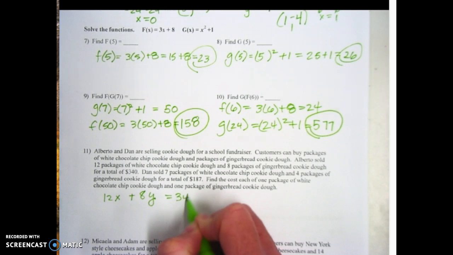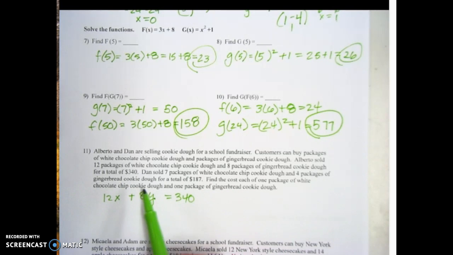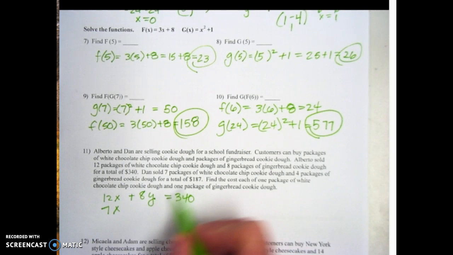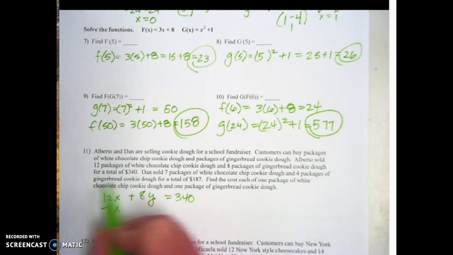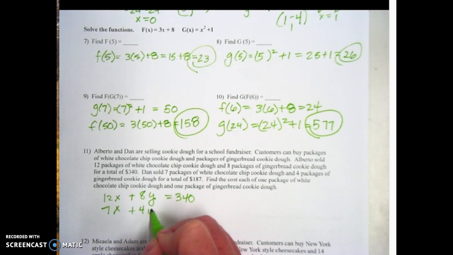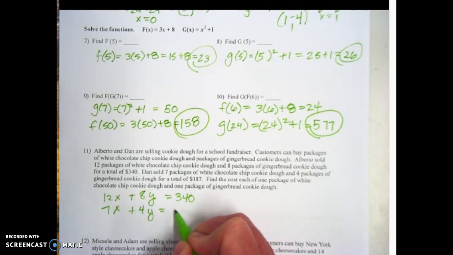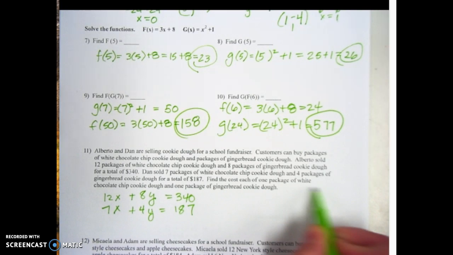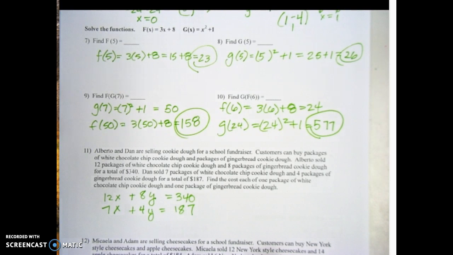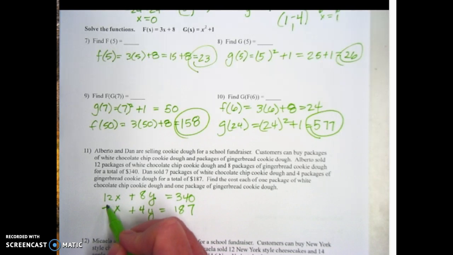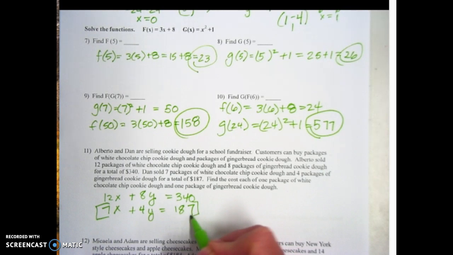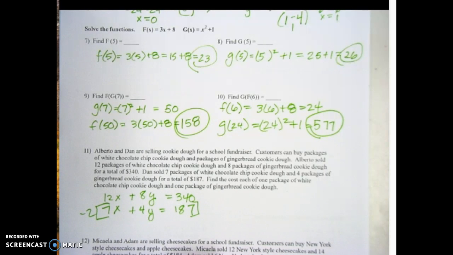equal to 340. Then it says Dan sold 7 packages of whites. I'm going to say 7x and 4 packages of gingerbread. So 4y as a total of 187. Find the total costs of each package. So I look for opposites. I don't see them. So I'm going to multiply that second equation by -2. So my y's will be opposites and I'll be able to eliminate.